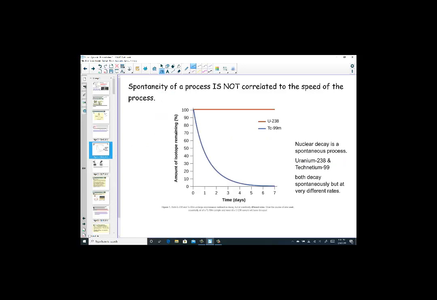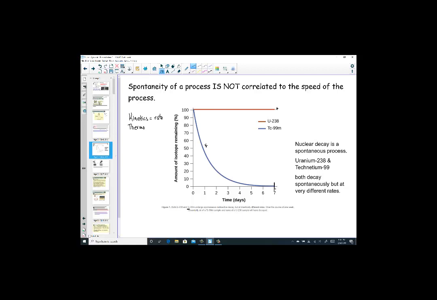I like this graph as well to really emphasize the difference between kinetics, which is the rate of a reaction, how long does it take for reactants to turn to products, versus thermodynamics. Is the reaction spontaneous? Well, for instance, this graph is portraying two spontaneous nuclear decays. The red line on this graph represents the nuclear decay of the uranium-238 isotope. This blue line represents the spontaneous decay of technetium-99. Elemental symbol for technetium is Tc.